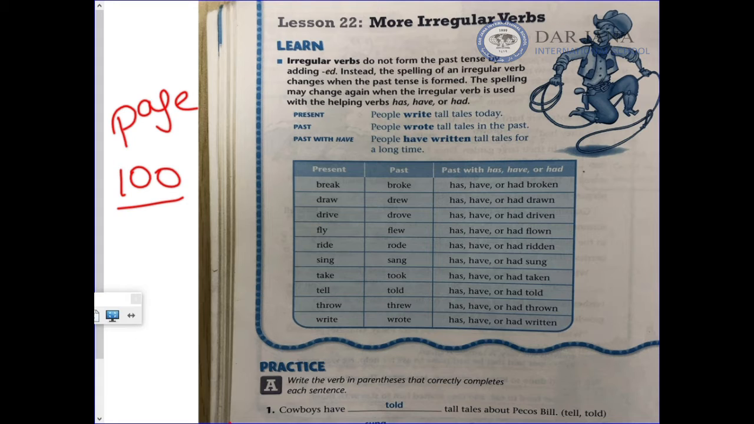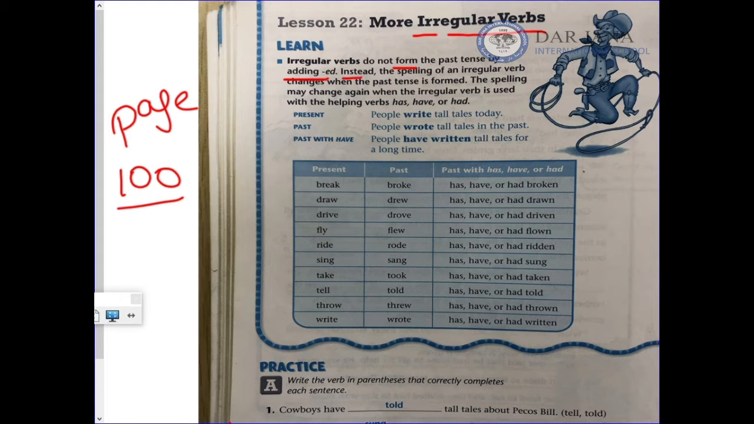Do you remember, young men, that before we studied irregular verbs? The word irregular means it's different from the regular ones. Usually in the regular ones, when we want to change the present tense to past tense, what happens? We usually add ed to show the past tense. Now, for the irregular verbs, we said do not form the past tense by adding ed.